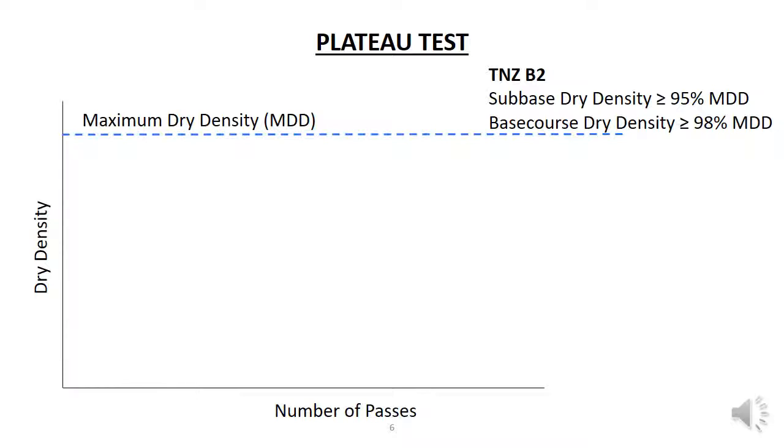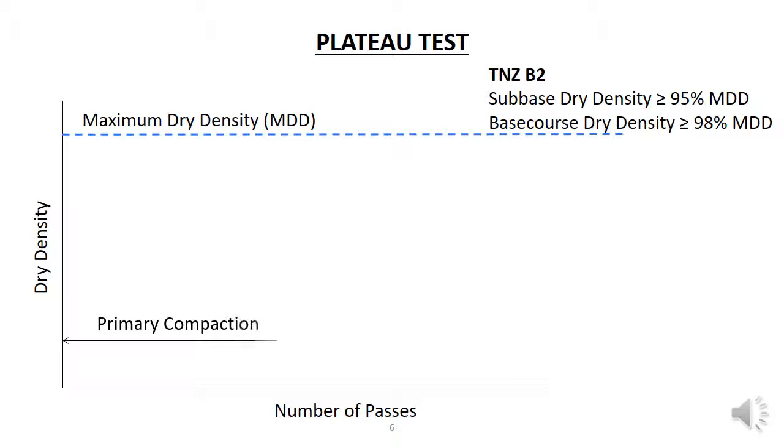So we need to determine how many passes a particular compactor needs to make to compact the aggregate to its maximum dry density or close to it. This is done with a plateau test. The plateau test starts with measuring the density of the aggregate layer before compaction using a nuclear densometer. The compactor that will undertake the primary compaction of the aggregate then does one pass over the aggregate layer in vibration mode, and the dry density is again measured.